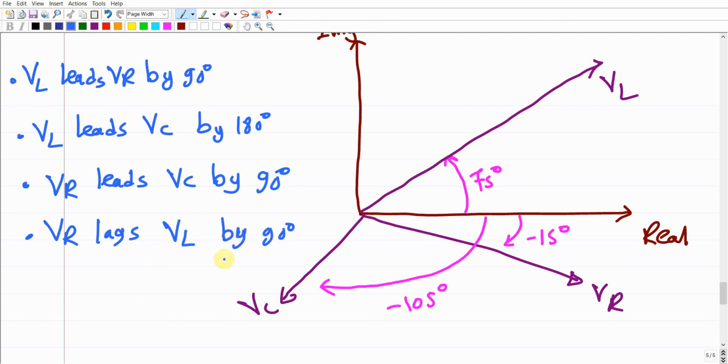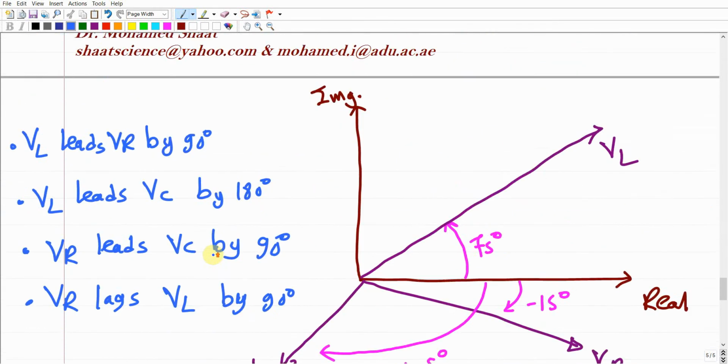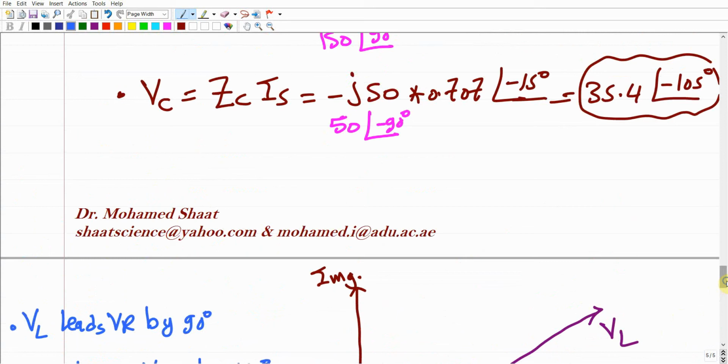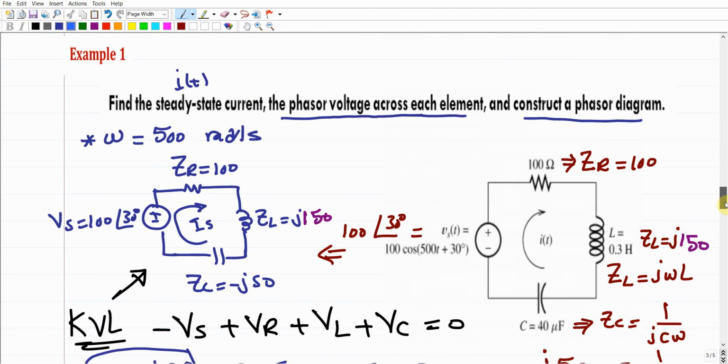So this diagram represents the relation between these different phasors in the frequency domain. Make sense? And this is what was required from us in this example. Simply, it's to find the steady state current, which should be in the time domain. The phasor voltage should be in the frequency domain. But if the voltage over each element was required and phasor wasn't mentioned, this voltage should be in the time domain. It was also required to construct the phasor diagram, and this is what we did for this electrical circuit. Make sense?